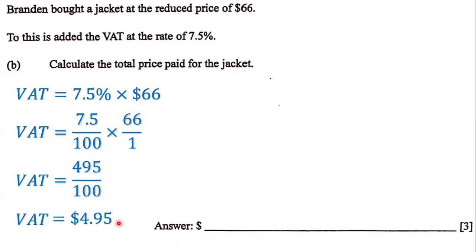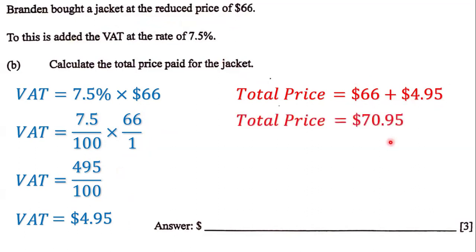Now with VAT, VAT is added, right? So VAT is added to this reduced price. And so if we want to find out the total price paid for the shirt, or not the shirt, the total price paid for the jacket, what we have to do is add 66 with $4.95. When we add them, we get $70.95. And so that's the total price paid for the jacket.